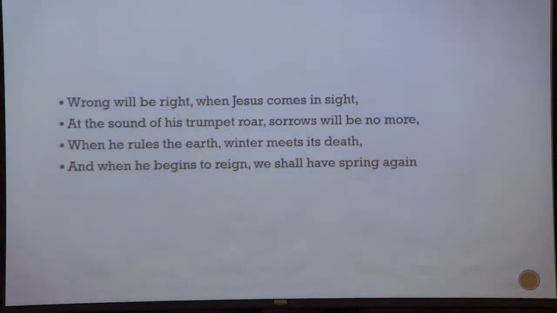So I like just taking that, right? Wrong will be right when Jesus comes in sight, taking it and using it, turning some of Mr. Beaver's words to apply to Christ, not Aslan. Wrong will be right when Jesus comes in sight. At the sound of his trumpet's roar, sorrows will be no more. When he rules the earth, winter meets its death. When he begins to reign, we shall have spring again. Looking forward to the coming kingdom of Psalm 72.